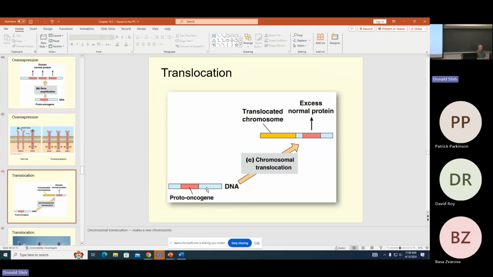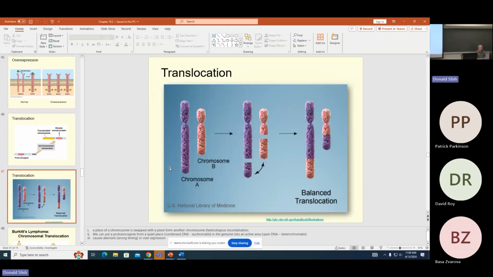Translocation is when we get a chunk of one chromosome switching with a chunk of another chromosome. Like this: chromosome A gets cut, chromosome B gets cut, and they swap over. This is non-homologous recombination. It can happen during S phase, whenever you're replicating.